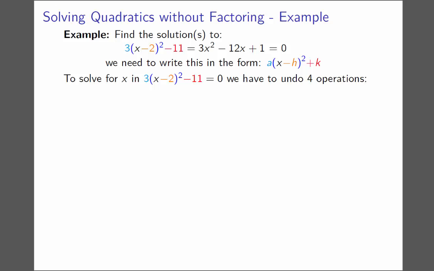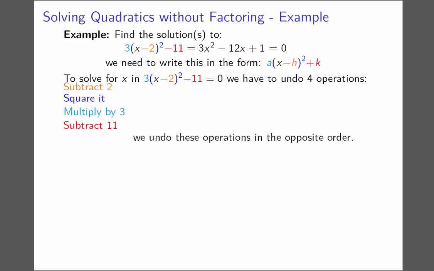To do this, we will undo the 4 operations that are happening to x. The first thing that happens to x is that we subtract 2. Next, we square it. After that, we multiply by 3, and finally we subtract 11. So following what we learned from Frog and Toad, we will undo these operations in the opposite order.